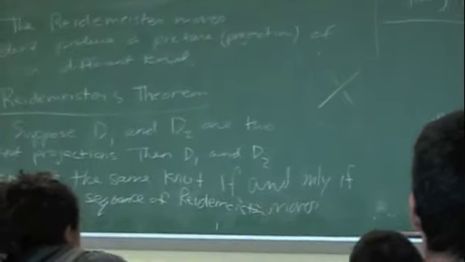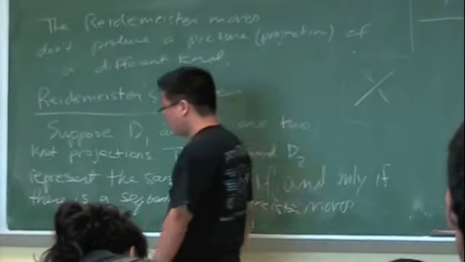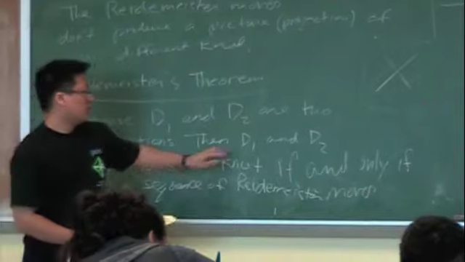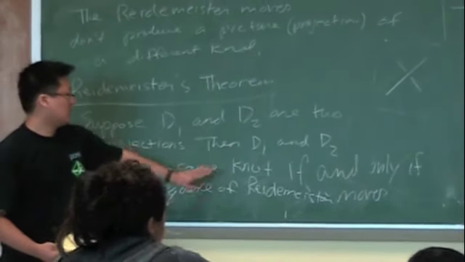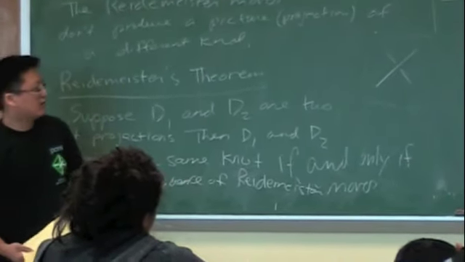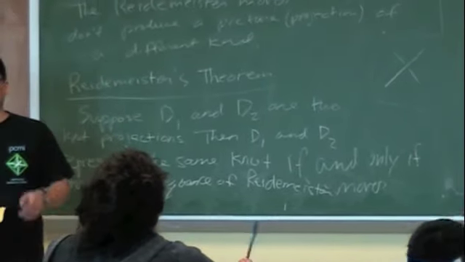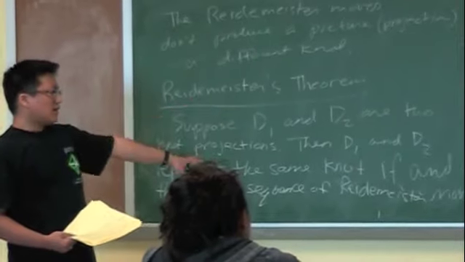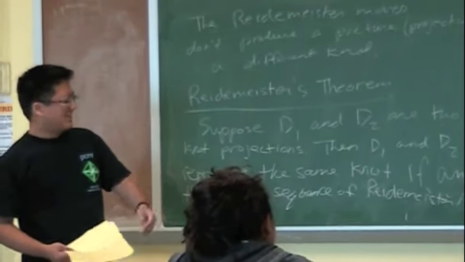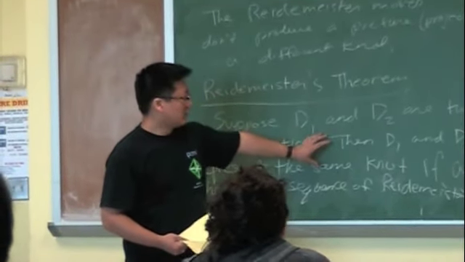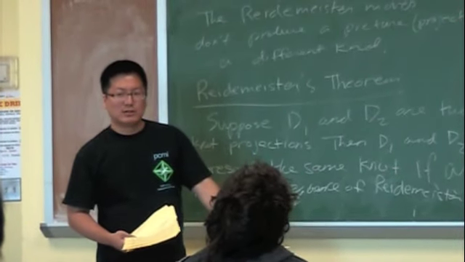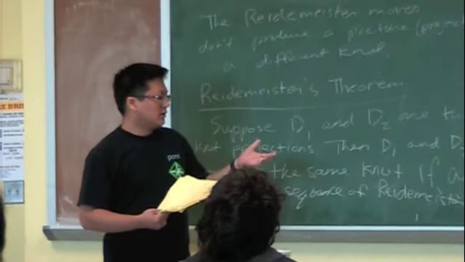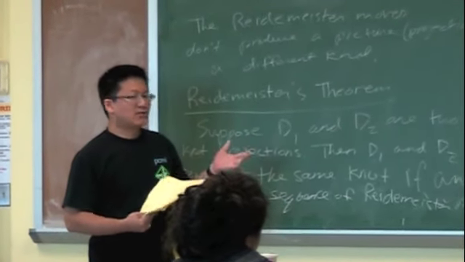So, if and only if, what does that mean? If and only if basically means, let's look at the statements on either side of this phrase. D1 and D2 represent the same knot, and there is a sequence of Reidemeister moves taking D1 to D2. If and only if means one statement's correct if and only if the other is. One statement's true if the other one's true, and if the second one is true, then the first one is true. So they're true or false at the same time.